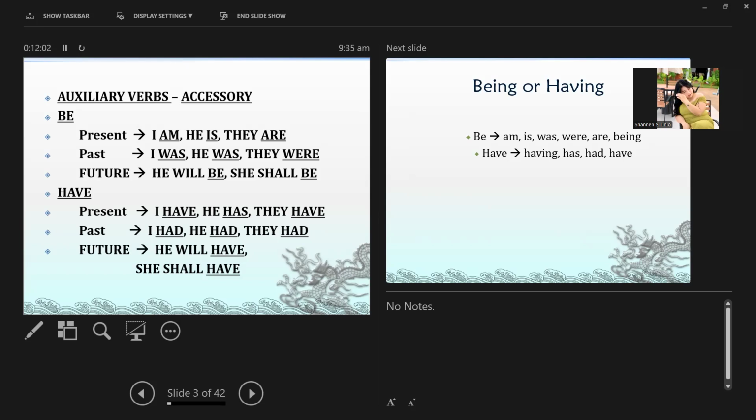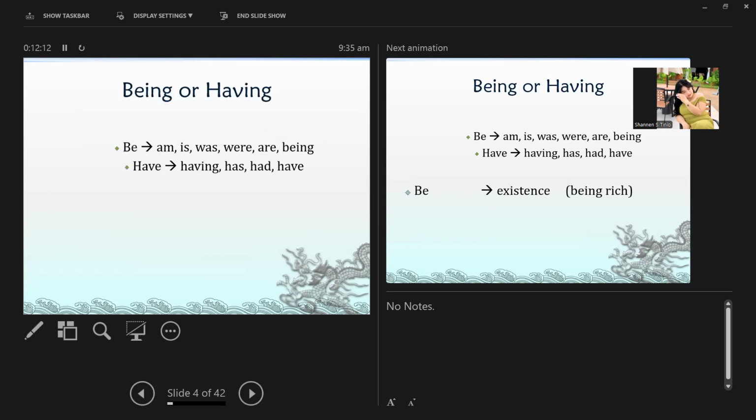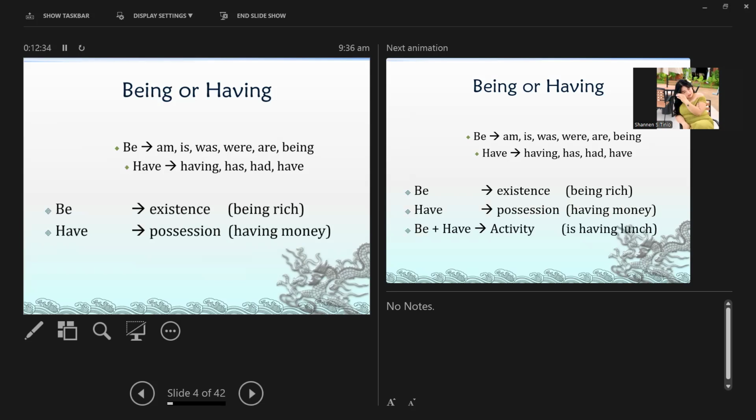Okay, so what is the difference between be verbs and have verbs? Okay, so here, I'm gonna show you. When we are using the be verbs, is, am, is, was, were, are, being, we are talking about the existence. Okay, I am currently here in this review center. Existence, right? But when we are talking about have, we're using it to show possession.